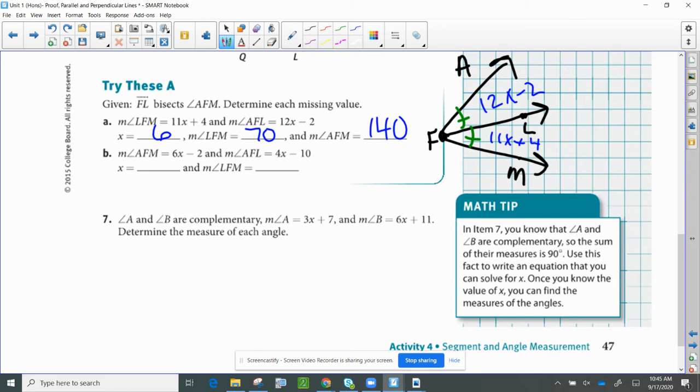All right, let's look at B. I'm going to draw another angle down here of an AFM, just so I can keep all my work together.